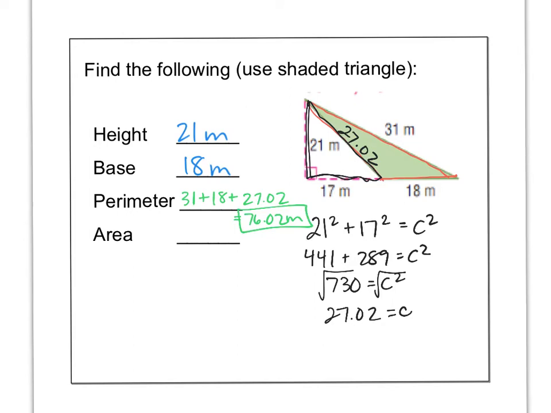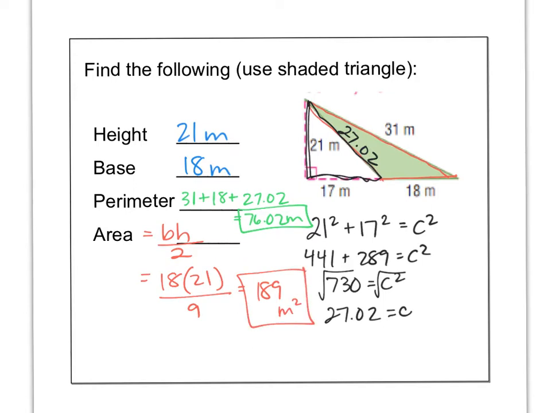And then lastly, we need to find the area. Now remember, it's a triangle, so we're going to do base times height divided by 2. We already know the base is 18, the height is 21, and then divide by 2. When we multiply that, we get 189. And remember to label it. It's an area, so it's meters squared.